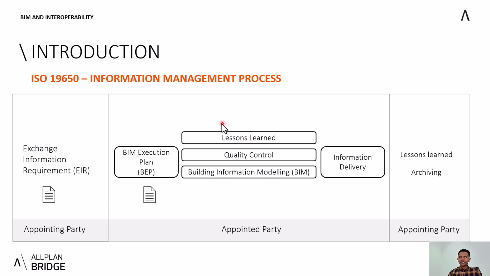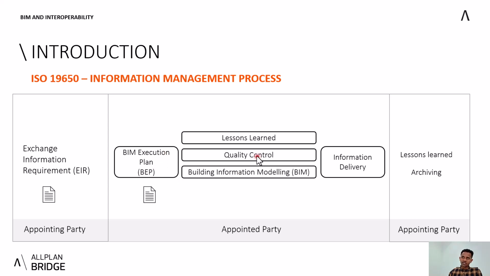Once they have done the lessons learned and the quality checks and control, they start to work on the information delivery, basically how they are going to deliver it. For example, let's say in the requirement, the exchange information requirement, the appointing party has set that the deliverable should be IFC. So the appointed party, in the BIM execution plan, can say, okay, we're going to use Allplan 23 because it supports IFC export. Using that, we will export an IFC at the end of the day.